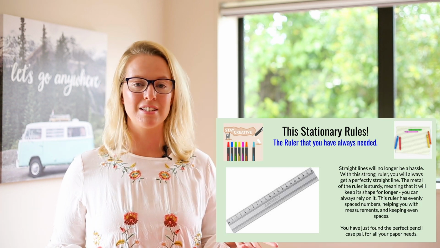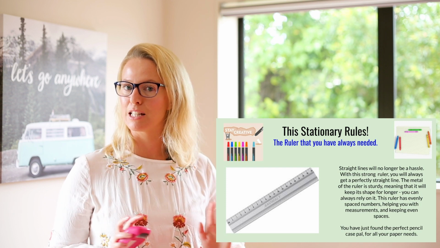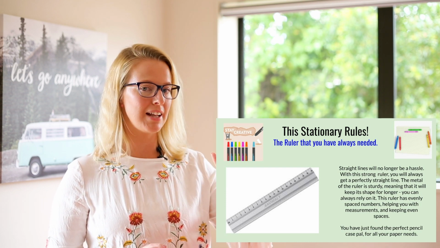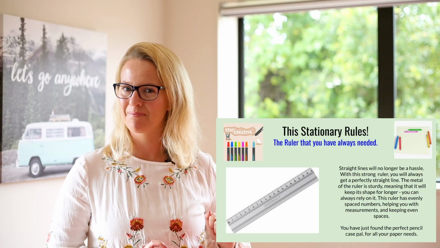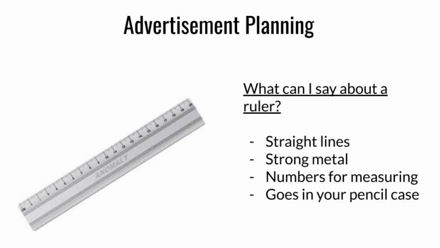So here is the process that I went through to make this advertisement poster using emotive language and persuasive writing. First of all, I wrote down what I could say about the ruler. So I bullet pointed and brainstormed. The first thing I wrote is that rulers have straight lines. This one has strong metal. It's got numbers up the side for measuring, and it goes in your pencil case. So those were 4 ideas.